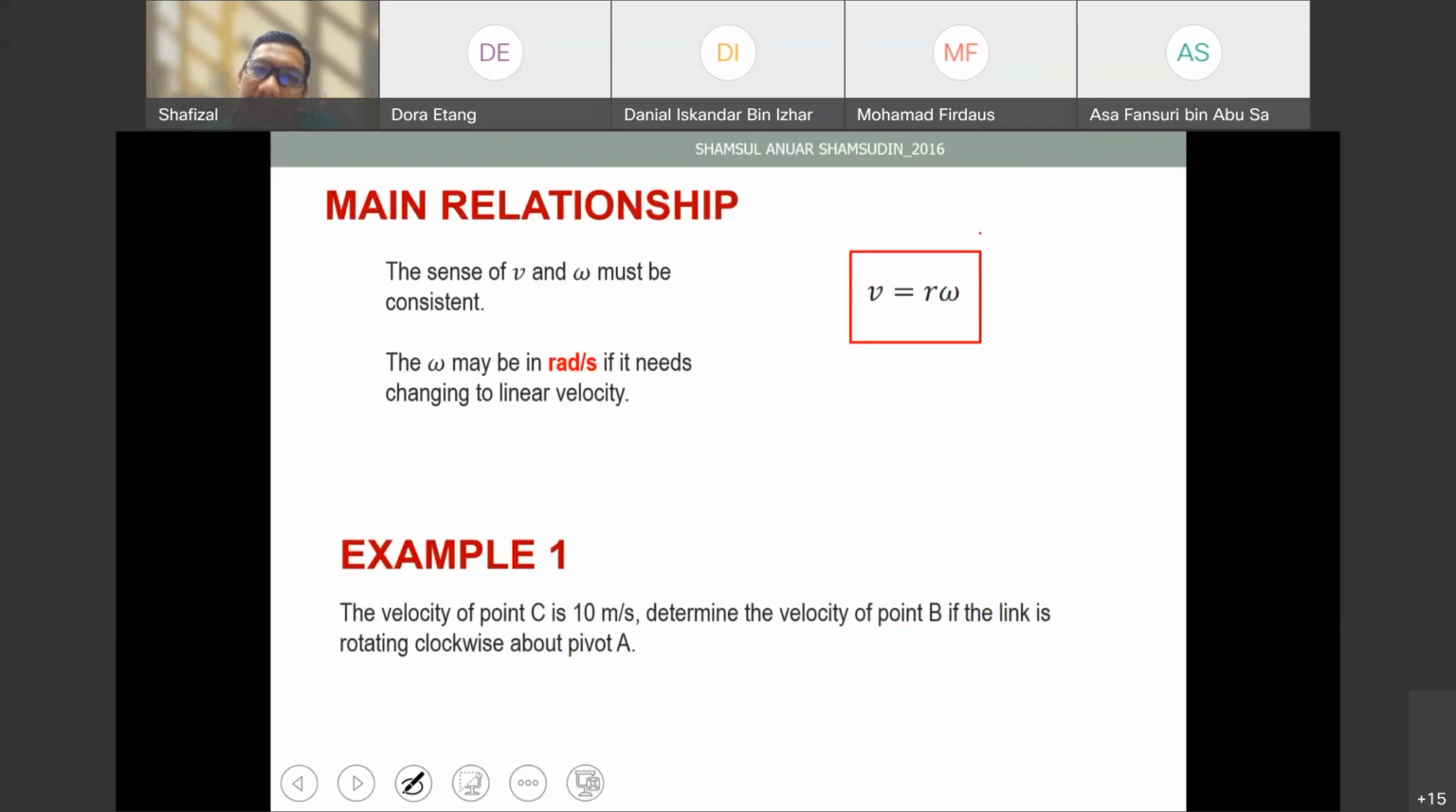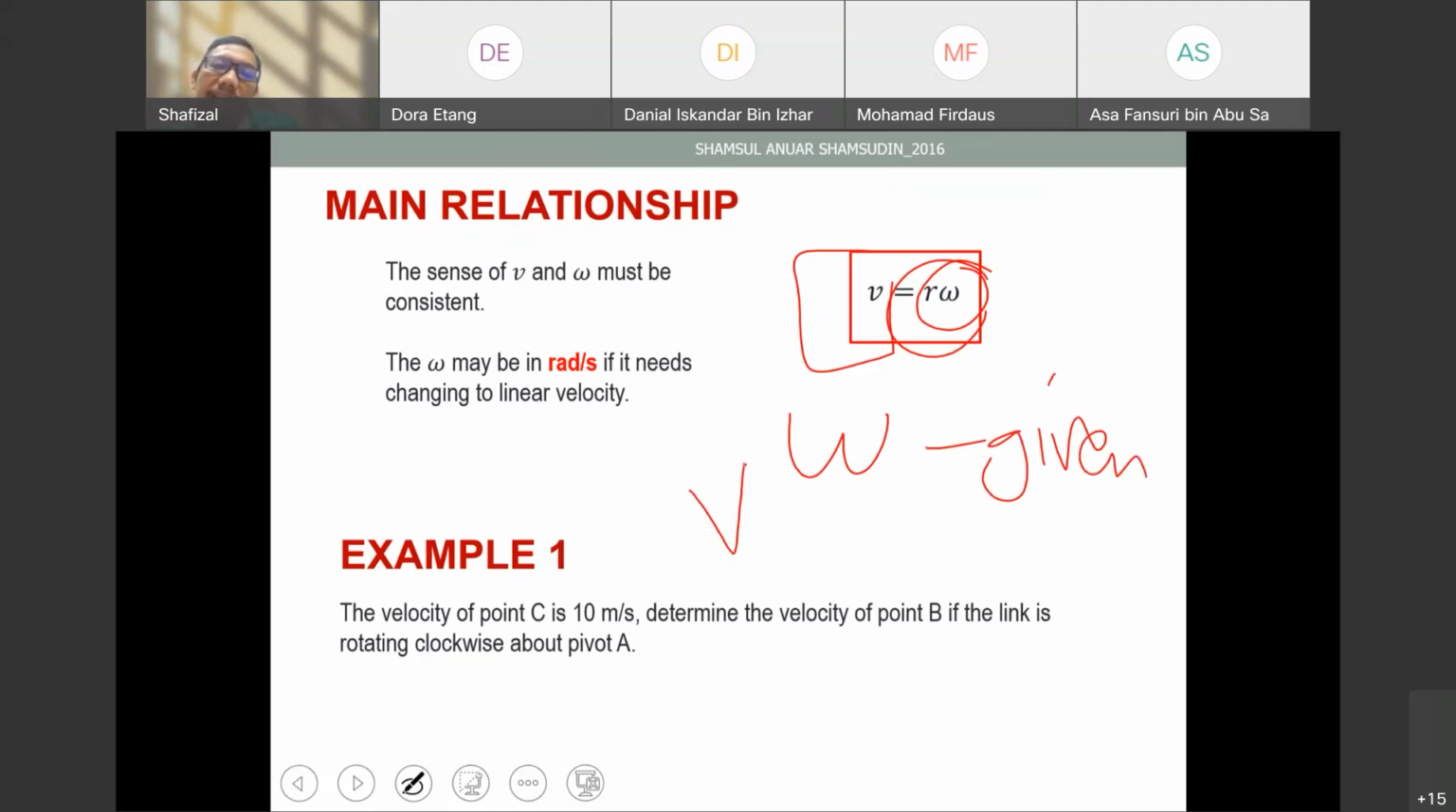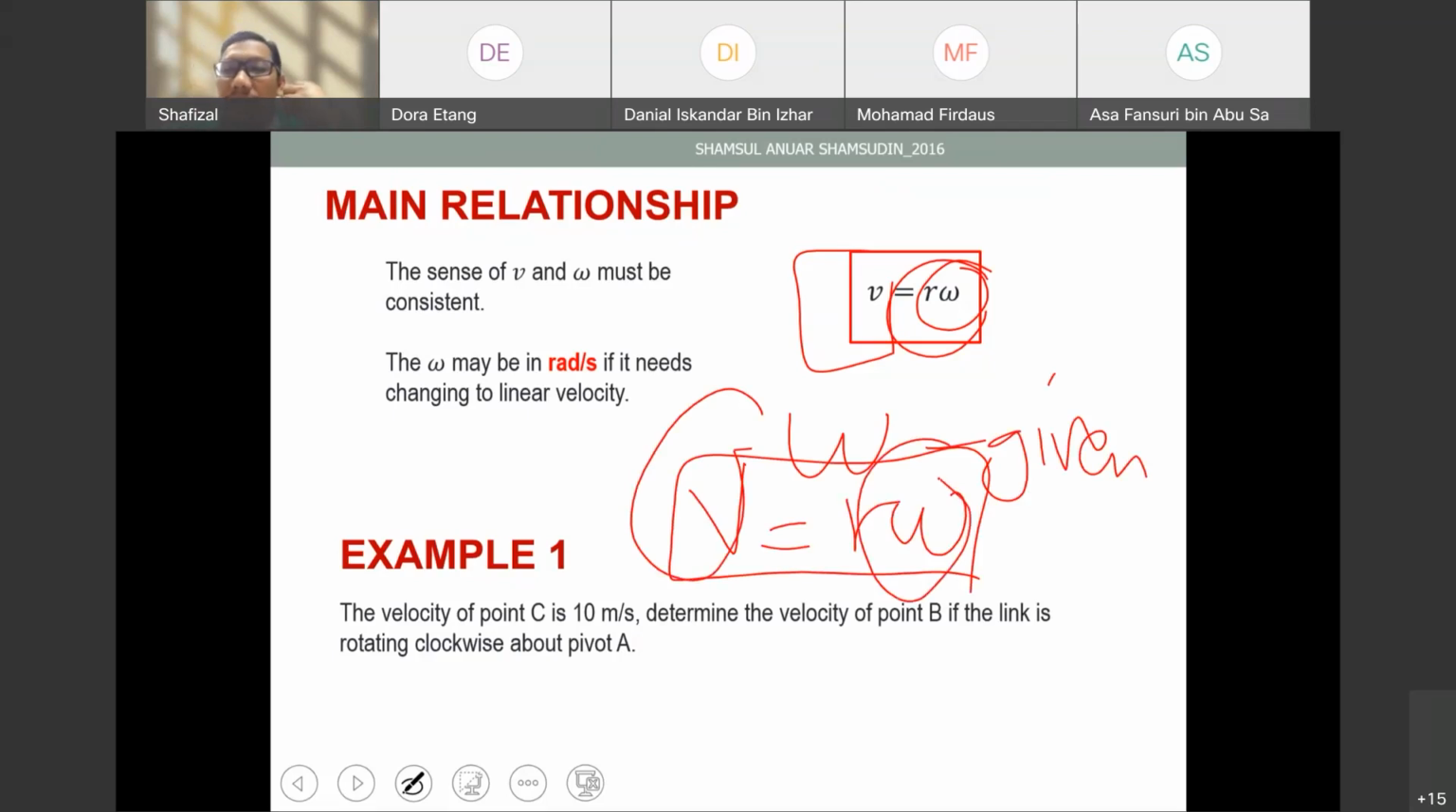So we know that this is the main relation. When we know the angular velocity omega, let's say given, then we can find velocity. Velocity is equal to r omega. So this is the relation between the linear velocity and also the angular velocity.